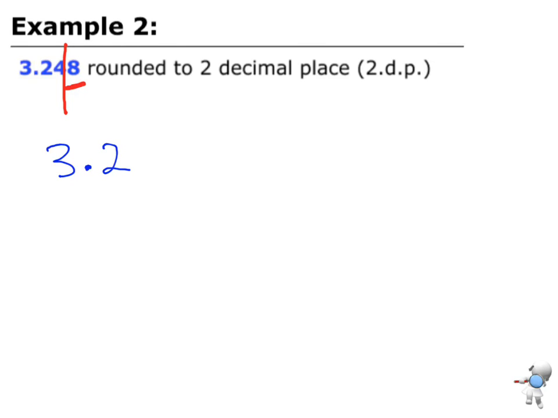So the number after the second decimal place is an 8. That means, because it's an 8, I need to round that previous value up. So the 4 is going to become a 5. And so it's going to be 3.25 to 2 decimal places. And whenever we deal with money particularly, 2 decimal places is very, very common to round to.